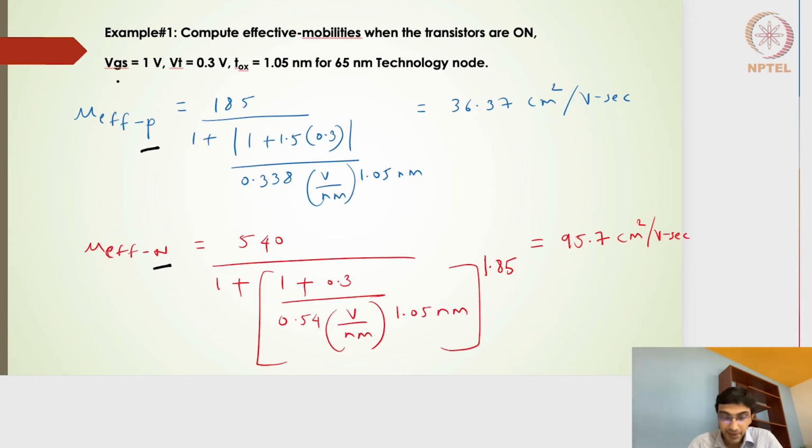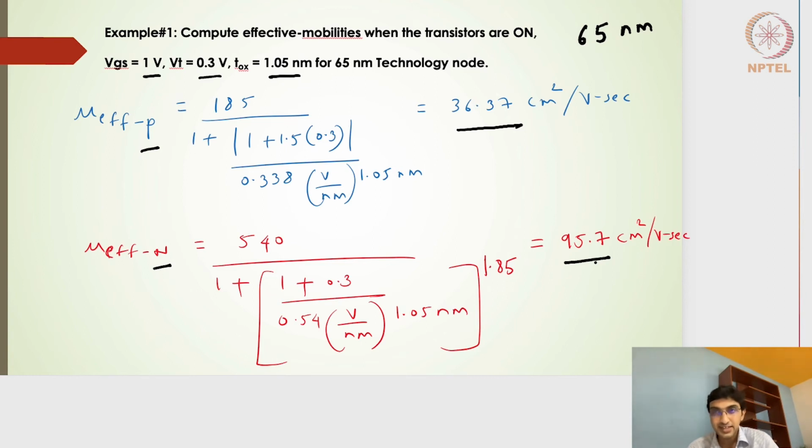For typical values of a 65 nanometer technology node, if VGS is 1 volt and VT is equal to 0.3 volts, and T oxide is 1.05 nanometers, I get around 36.37 centimeter square per volt second as the effective mobility of the holes. And similarly, the effective mobility of the electrons turns out to be 95.7 centimeter square per volt second.